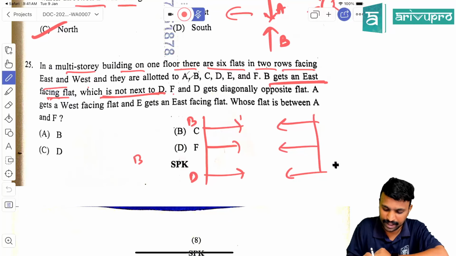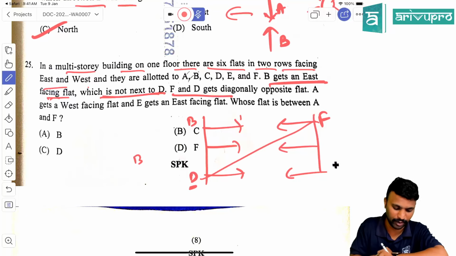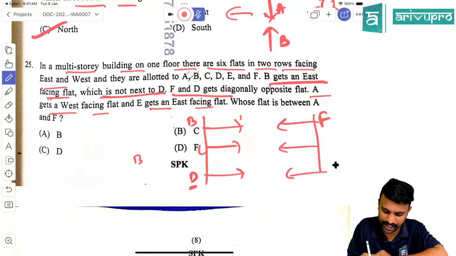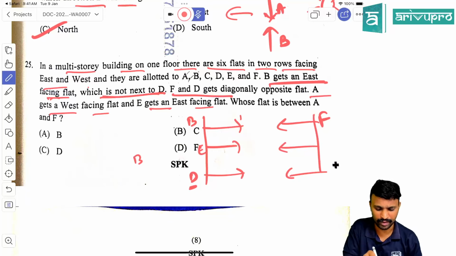And they've said D and F get diagonally opposite. If D is here, F should be west facing, because diagonally opposite means these two. Have you understood? Next, A gets a west facing flat and E gets an east facing flat. Obviously E should be in between B and D. A gets a west facing flat.